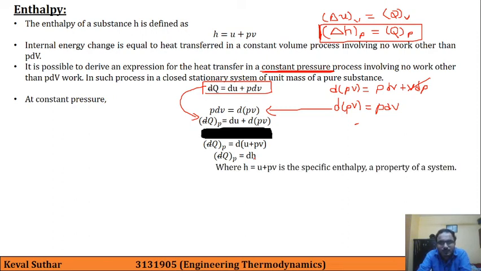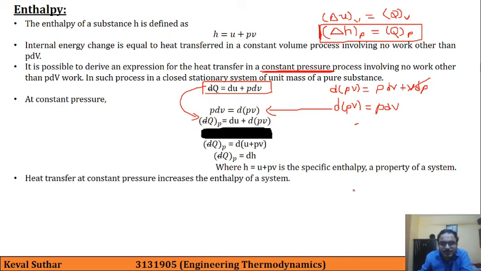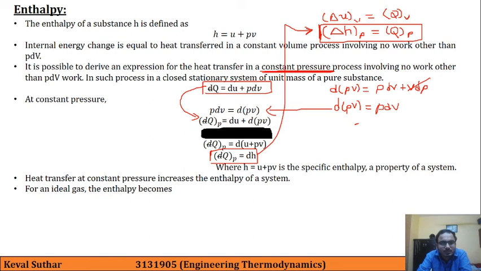Here H is equal to U plus PV is specific enthalpy and it is a property of the system. Now once you integrate this formula, you can obtain this equation. So hence we have proved that statement: heat transfer at constant pressure increases the enthalpy of a system.